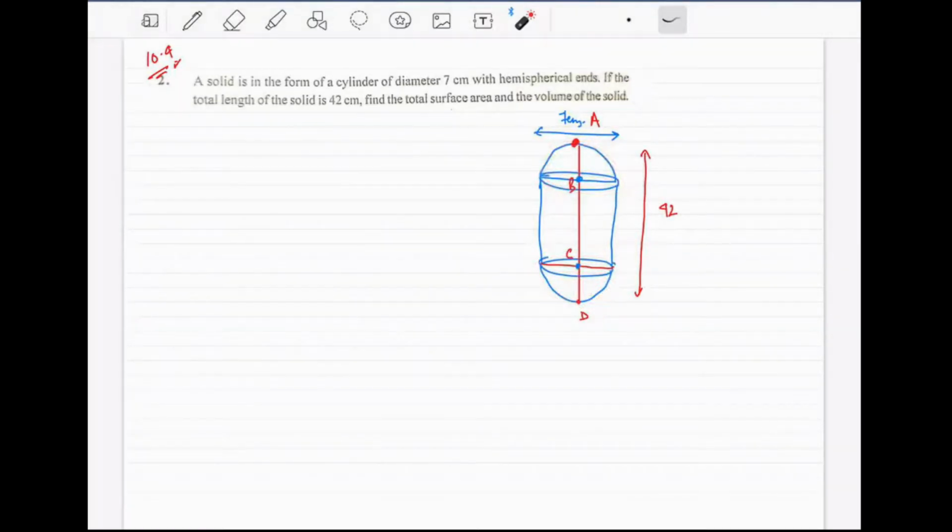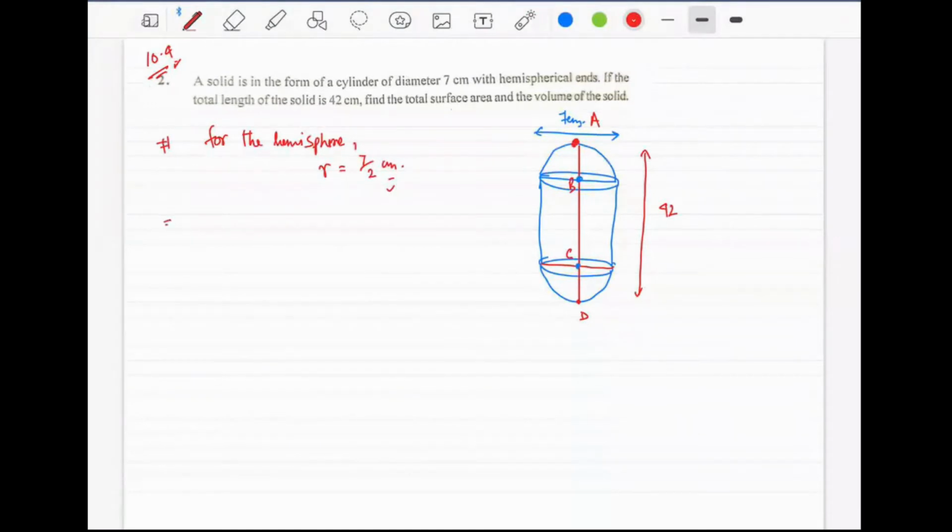So you don't need to copy this. I'm writing this in red. We have already done this in the previous class. For the hemisphere part, what was the radius? 3.5 centimeter, or rather 7 divided by 2, right?